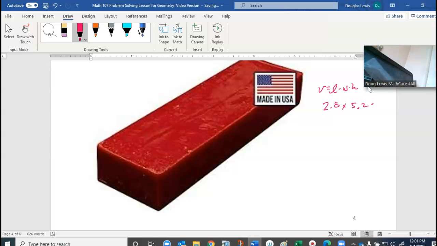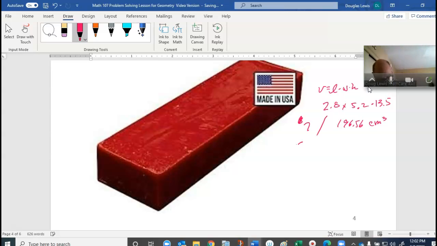And of course, this is just a picture, and it's just a crude way of doing this. So that's 13.5, it looks like. So 13.5, and those are all in centimeters, so we're going to have cubic centimeters. So I'm going to now multiply those. 2.8 times 5.2 times 13.5, and that is 196.56 cubic centimeters, and this was $7 for that much, which is like 700 cents.